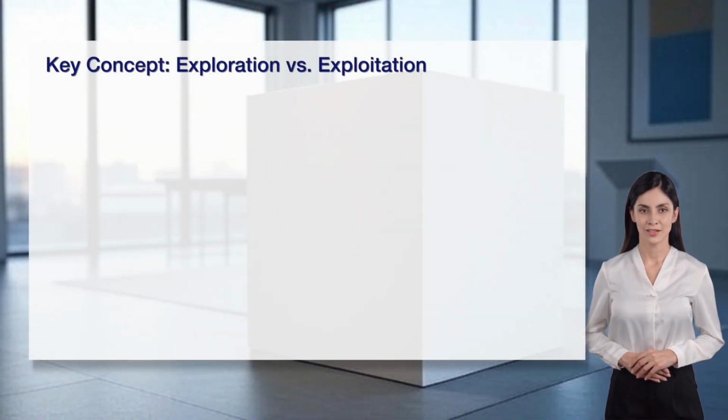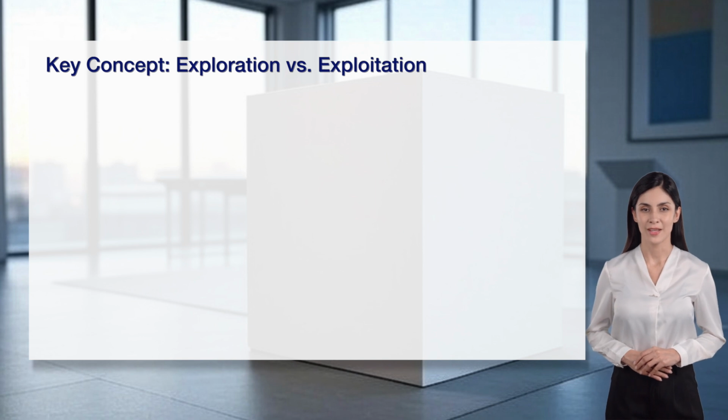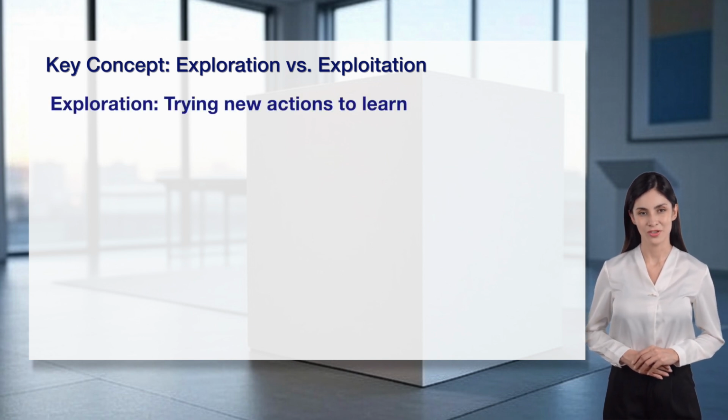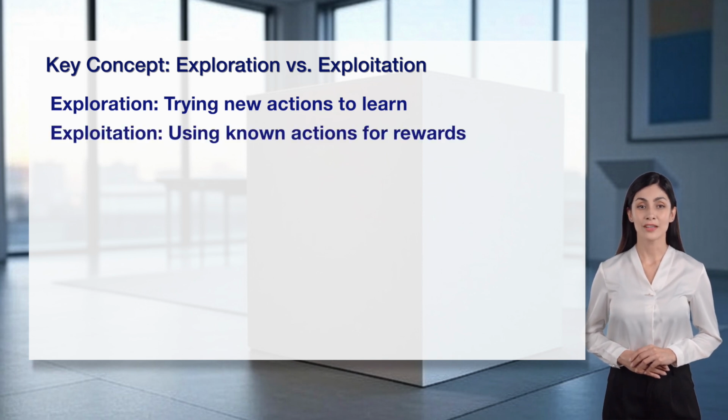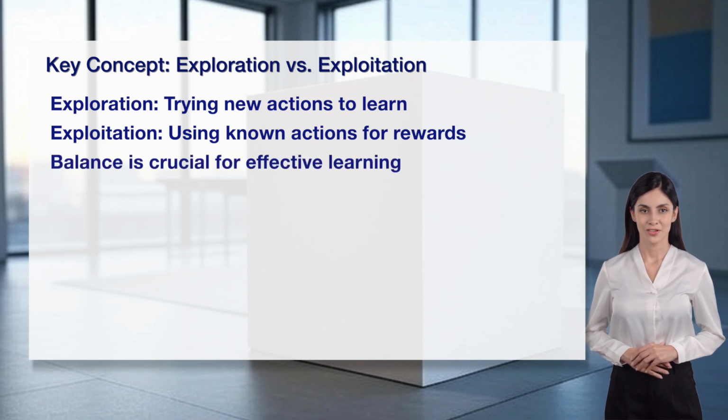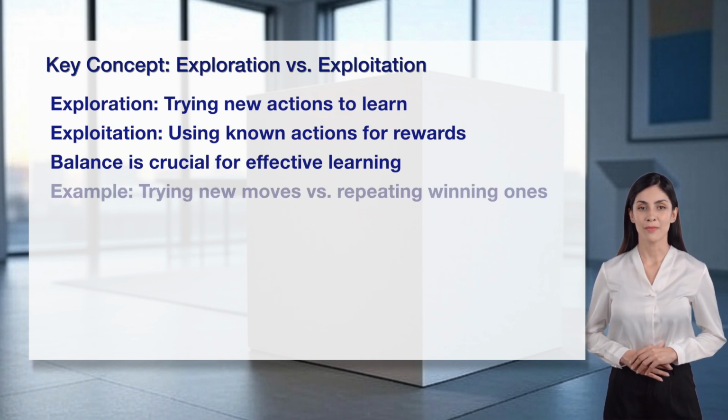A fundamental concept in reinforcement learning is exploration versus exploitation. Exploration means trying new actions to learn what works, even if it's risky. Exploitation involves using known actions that have previously led to rewards. Balancing exploration and exploitation is crucial for effective learning, as too much of either can limit progress. For example, an agent might try new moves in a game or repeat ones that led to wins, finding the right mix.